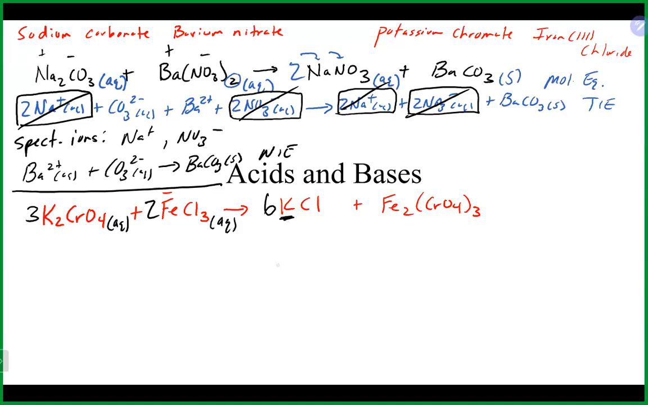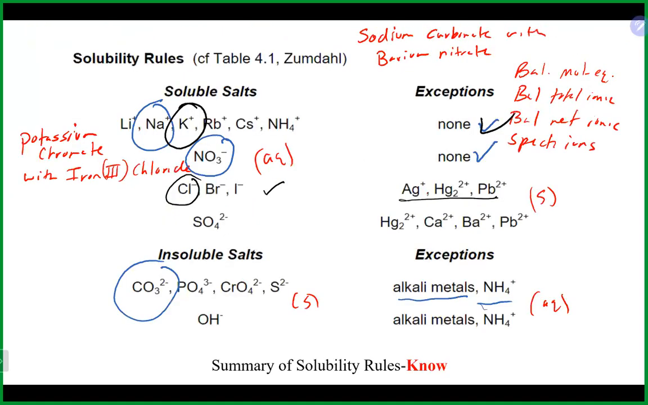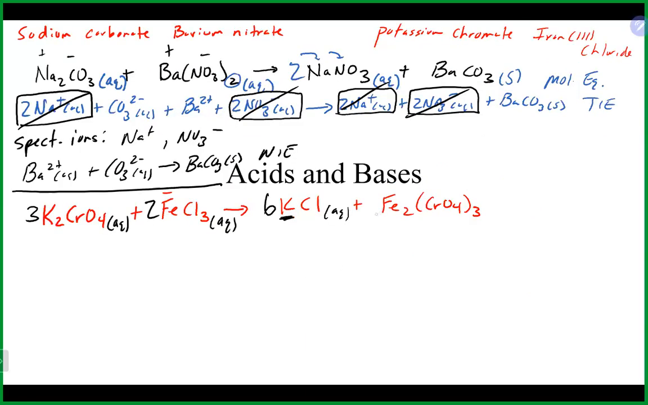Potassium is group 1, which is soluble in everything, and that means it's going to still be here. And now if we come back to our chromate, it is insoluble, except if it's group 1 or ammonium. And in this case, it is not, it's iron. So that will be our solid in this case. Any questions on the solubility rules there? That is our molecular equation.